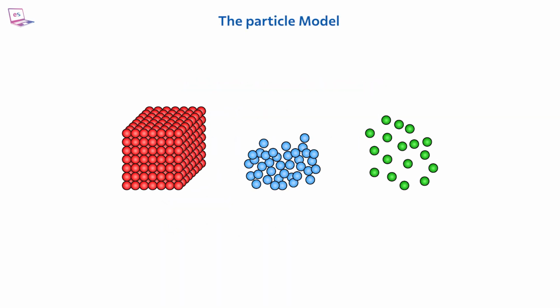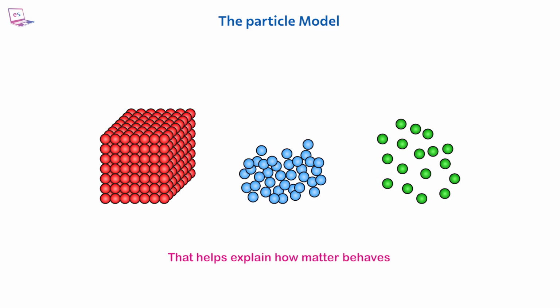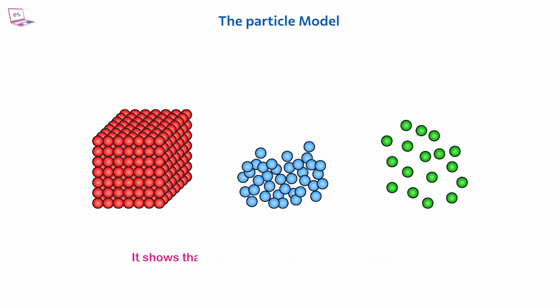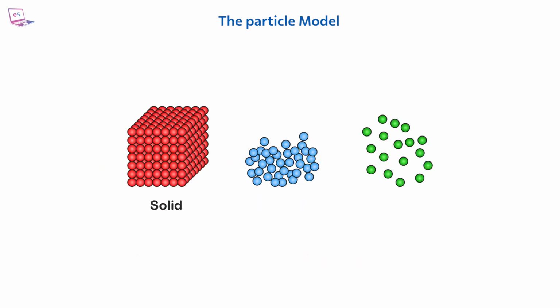The particle model. The particle model is a basic idea in chemistry that helps explain how matter behaves. It shows that everything is made up of tiny particles, which could be atoms, molecules, or ions. These particles are what make up solids, liquids, and gases, and they behave differently in each state. Now let's see this with the help of an example.